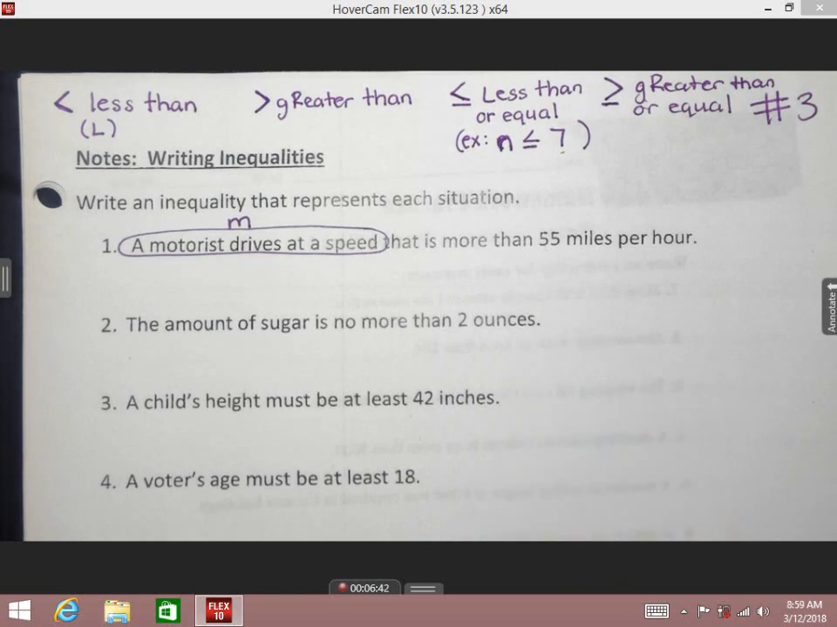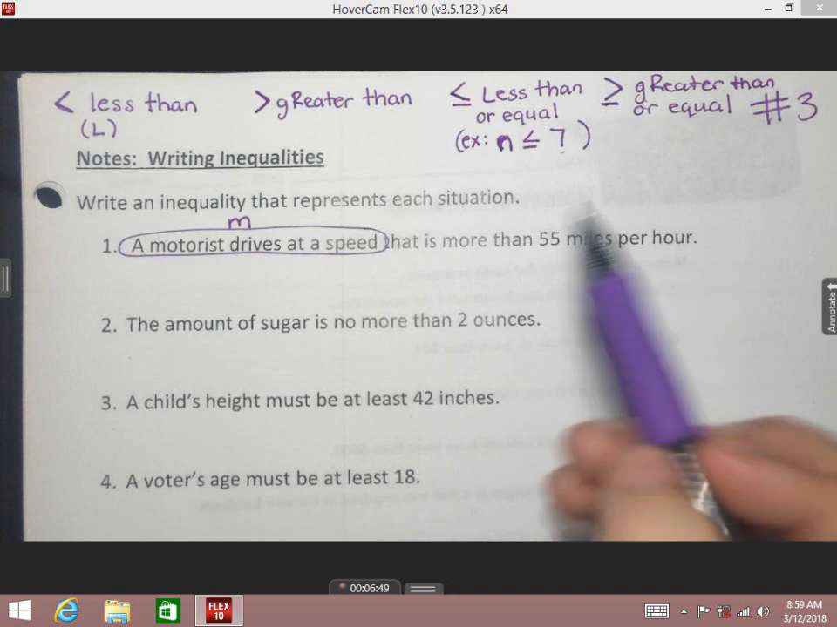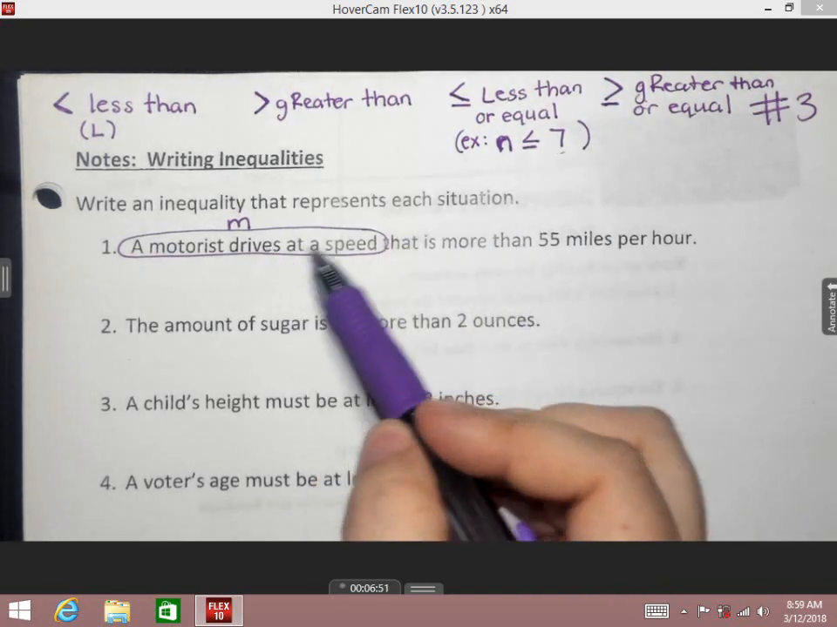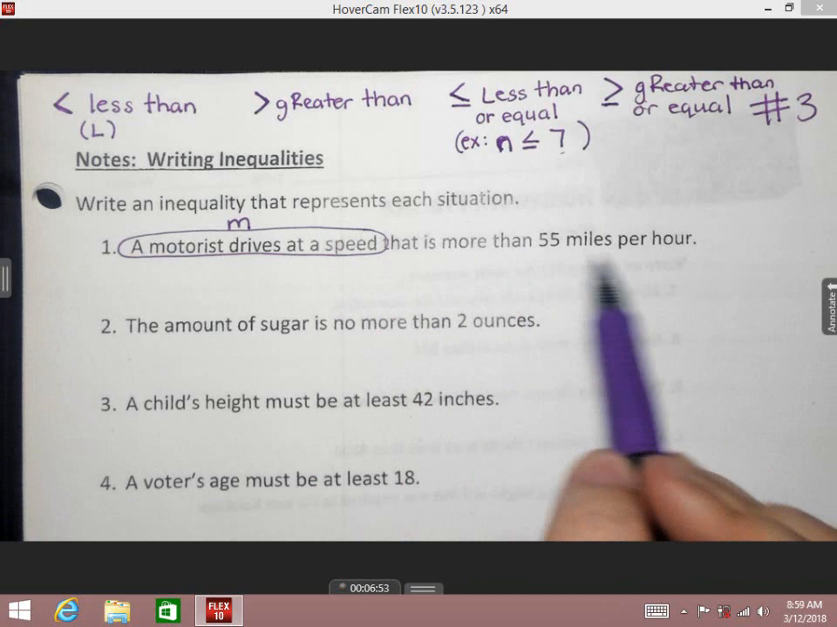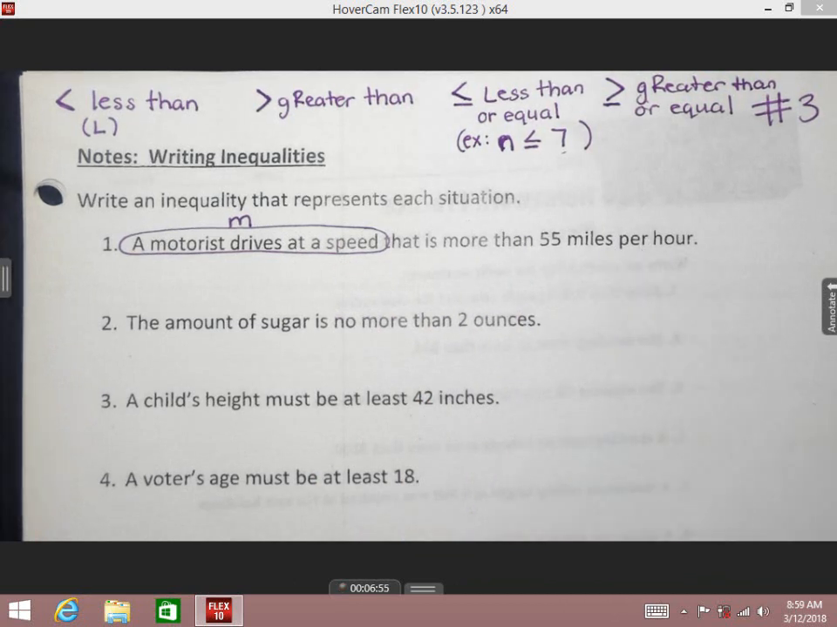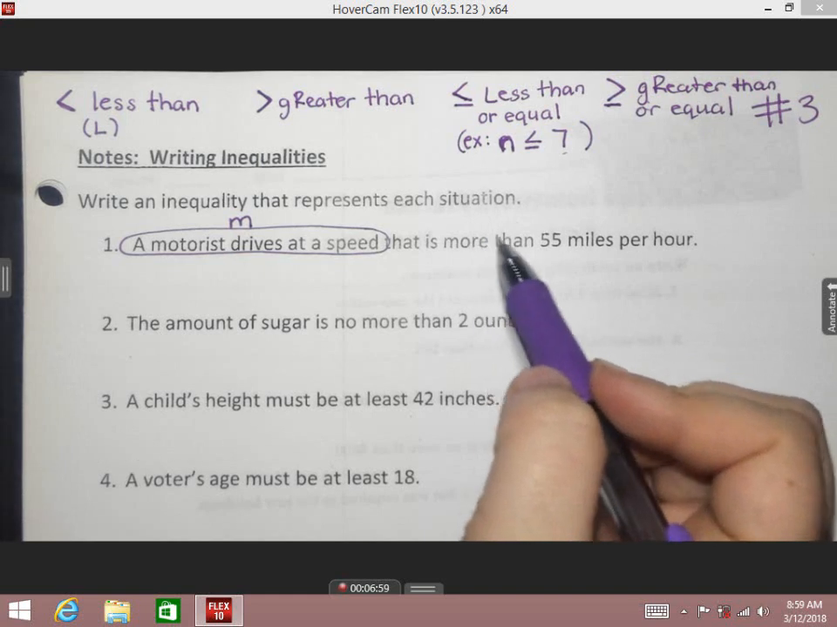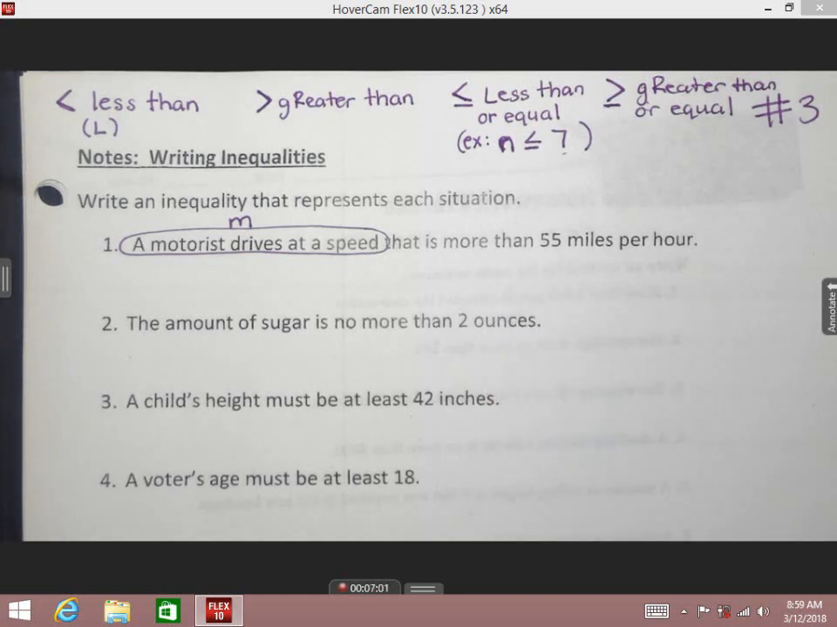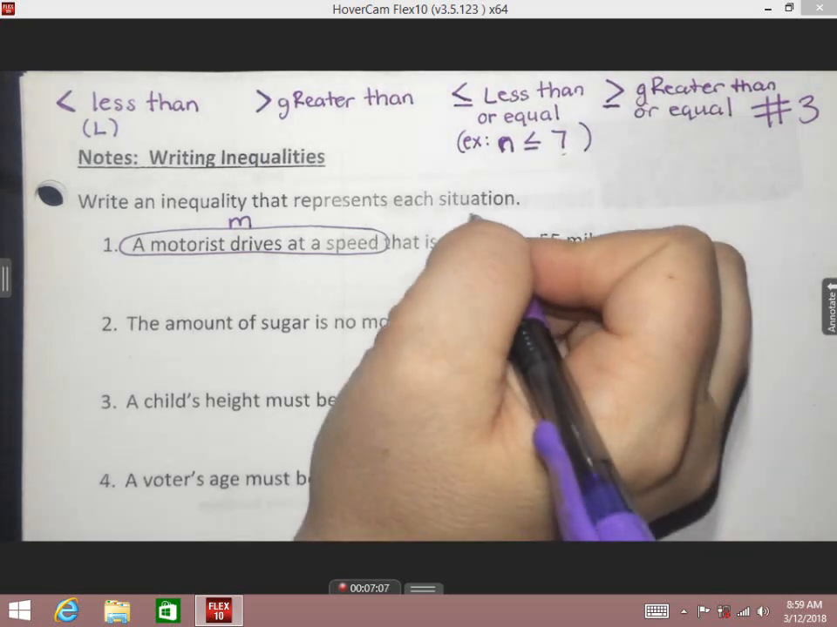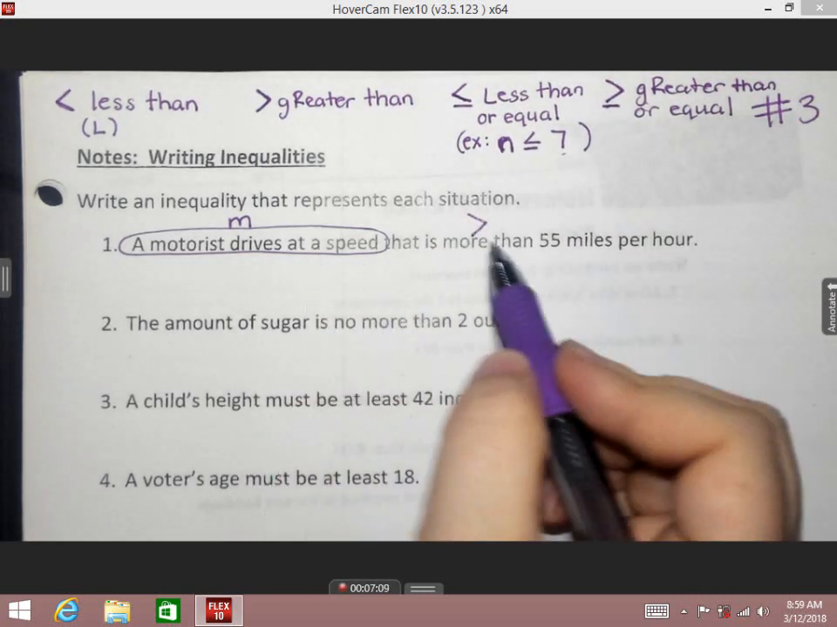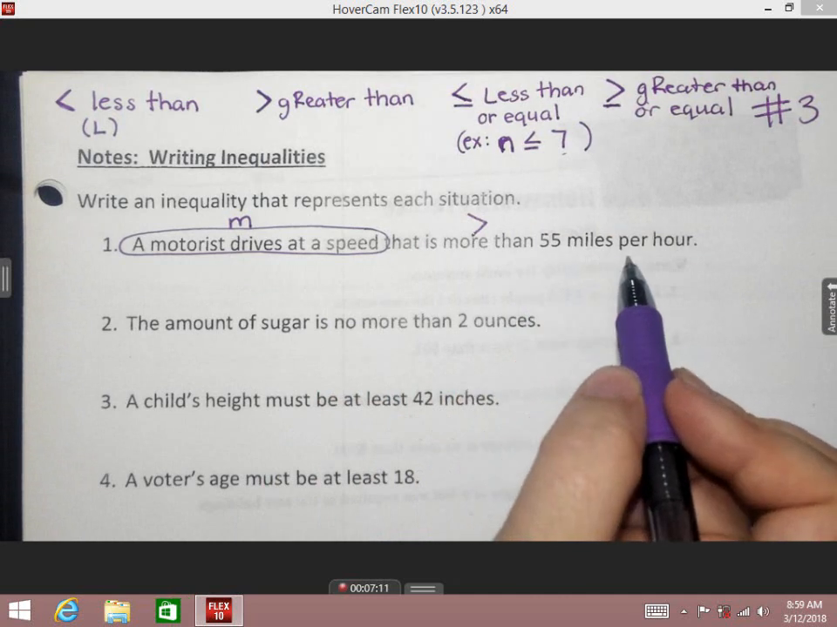Now am I wanting to add my motorist speed to 55? No, in this case, guys, more than doesn't mean addition. More than, we're comparing it. We're saying, hey, this speed compared to this speed, which is why we're using the inequality symbols here, not a plus sign. Okay, more than. What symbol would that need? Emily? Greater than. So it says the motorist drives at a speed greater than 55 miles per hour.